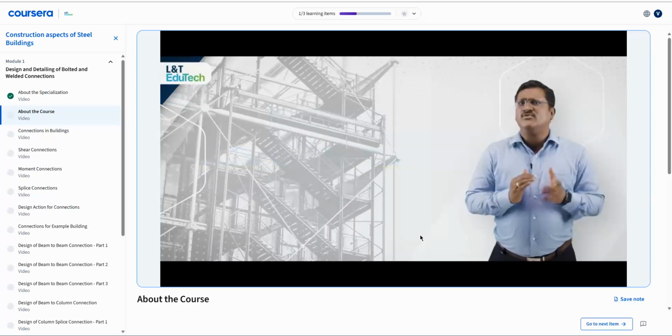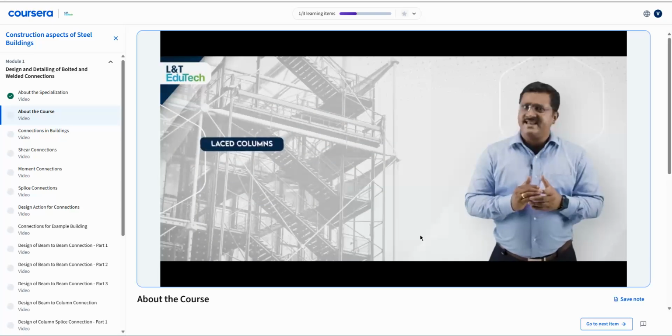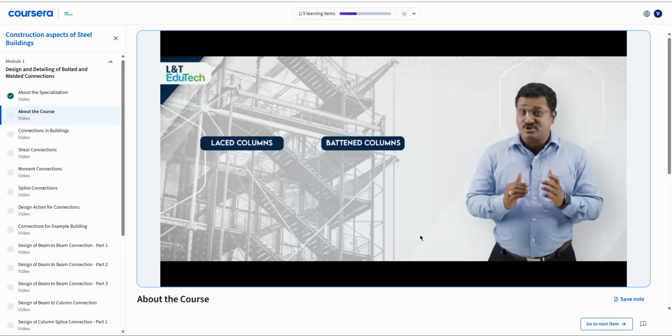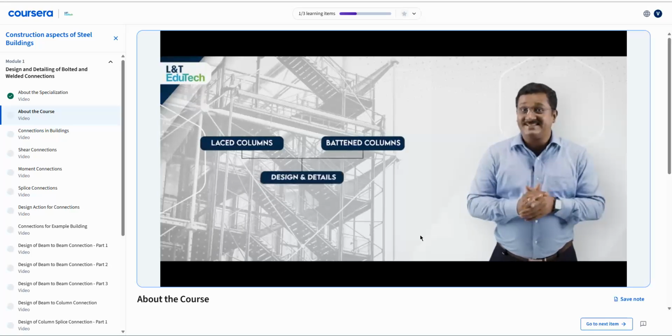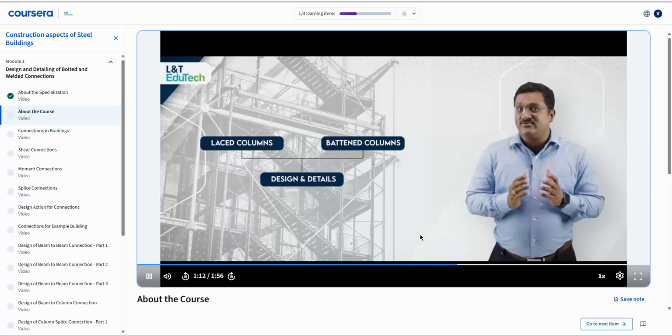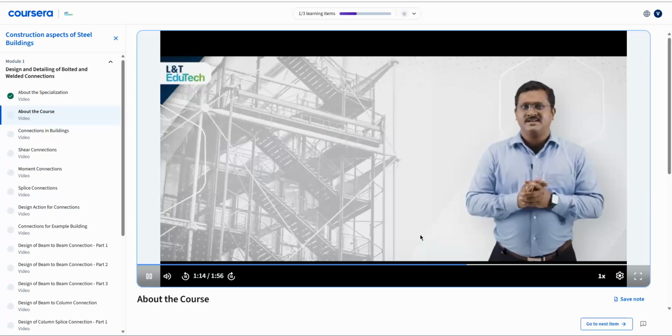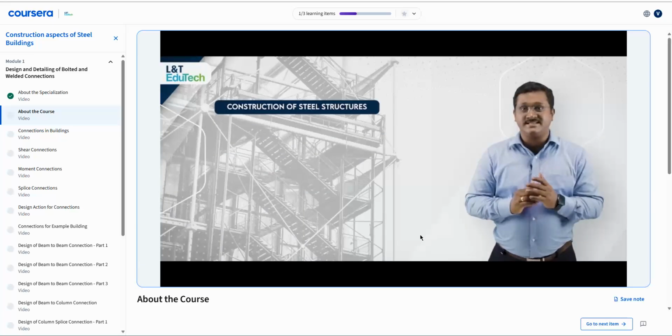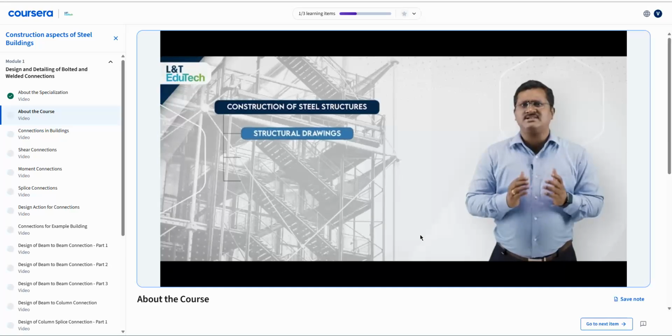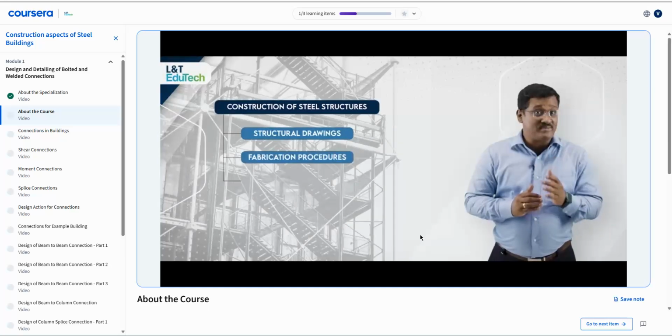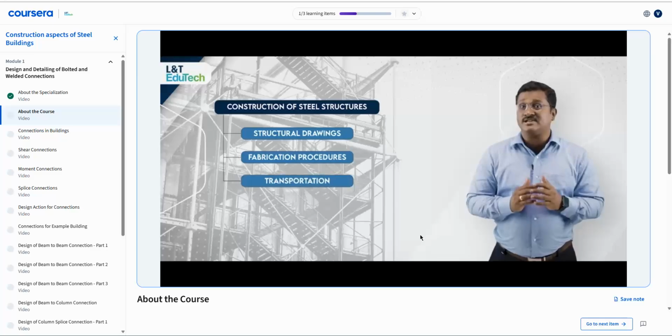In the world of industrial structures, laced and batten columns play a crucial role. We will look into their design in detail, covering various scenarios. The blueprint of any structure is in its drawings. We'll plan the structural drawings, delve into the fabrication procedures, and discuss the transportation logistics.